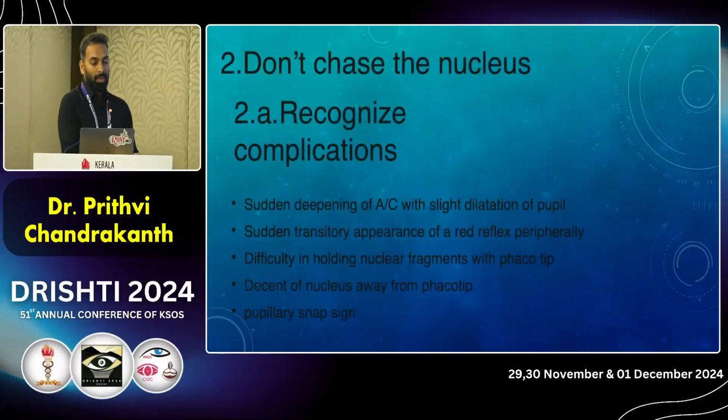The second point which we want to say is don't chase the nucleus. So many times what happens is they first of all recognize the complication: sudden deepening of the AC, sudden transitory appearance of red reflex, difficulty in holding the nuclear fragment with the phaco tip, descent of the nucleus away from the phaco tip, and pupillary snap signs. These are the signs which we actually have to see, be very attentive while doing surgery, so that you know that something like this is happening and you can expect a nucleus drop.